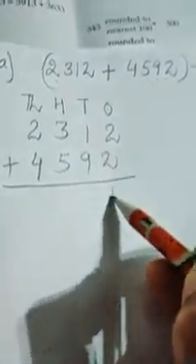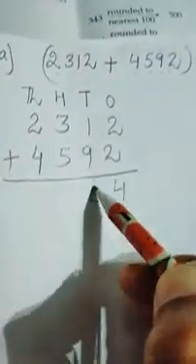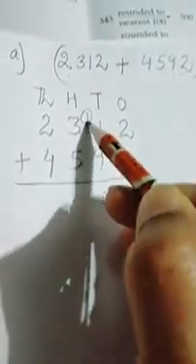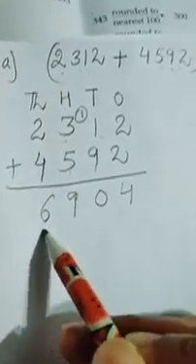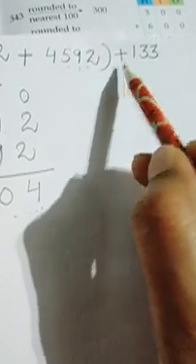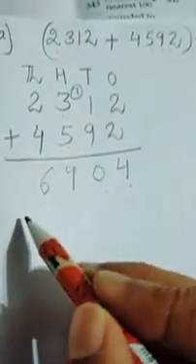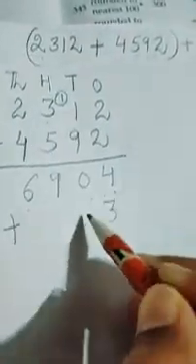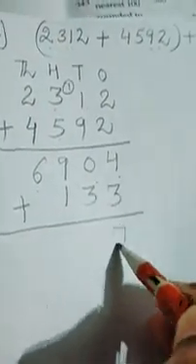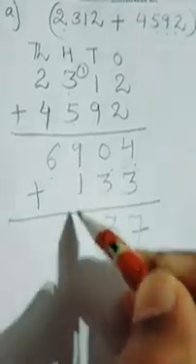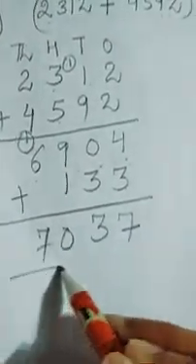2 and 2, 4, 9 and 1, 10, 1 again carry, 5, 3 and 1, 4 and 5, 9, 4 and 2, 6. We got 6904. And again there is one more addition, 133. We will add 133. 4 and 3, 7, here 3, 9 and 1, 10, again 1 carry, here will be 7. We got 7037. This is case A.